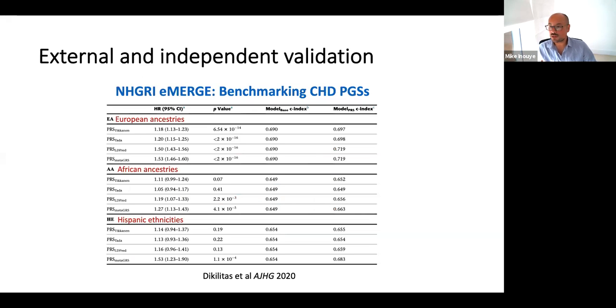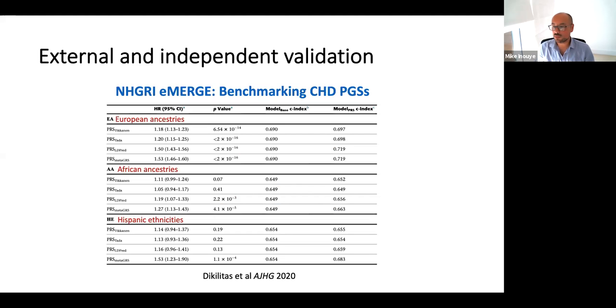One of the other things, it's very good to allow people to go out, so we very much share our polygenic scores. NHGRI eMERGE picked this up, and a group, Iftikhar, in Minnesota picked this up and looked at it in the eMERGE data sets, looking at Europeans, African ancestries, and Hispanic ancestries as well, and did a benchmarking of different polygenic scores for coronary artery disease. And really, one of the positives here is that they did a benchmark, which is unfortunately far less common in the literature than it should be.